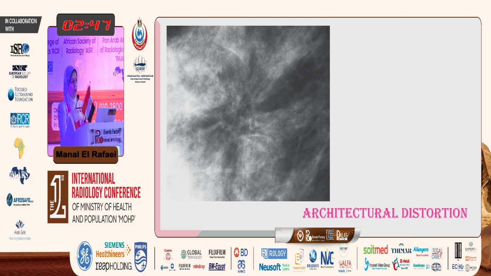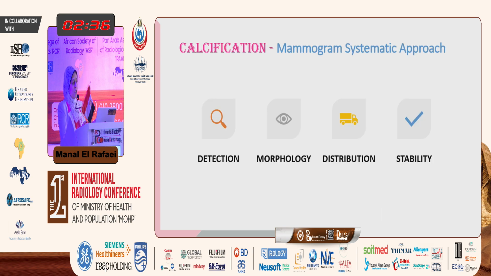Then we go for the architectural distortion, where we find no mass, but just a distortion of the parenchyma. And also distortion can be associated with mass or microcalcifications. So when we go for the calcification, I love to use this mammogram systematic approach. We have to first learn how to detect those calcifications, and this can be done through the magnification additional views we added during our inspection. Then we have to do assessment for the morphology and distribution. And if there are previous examinations, we have to make the comparison to check for the stability.